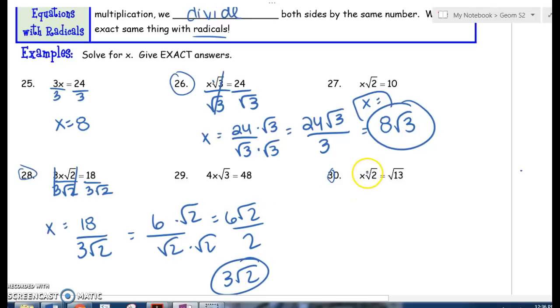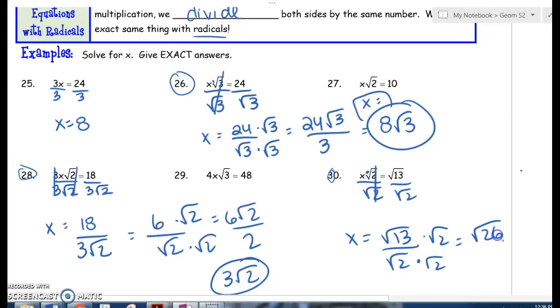All right, 30, same idea. It's x times root 2. So you're going to divide both sides by root 2. These cancel. You're left with root 13 over root 2. You need to rationalize the denominator, so you multiply both the top and bottom by root 2. Now these are both under a radical, so you can multiply those. You get 26, and then root 2 times root 2 is 2.